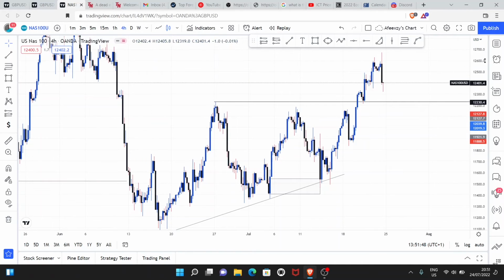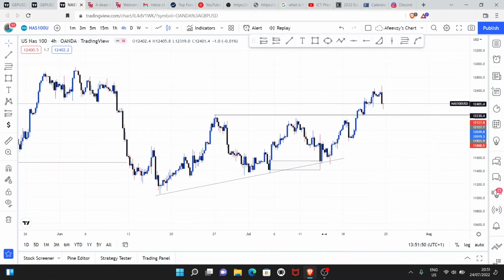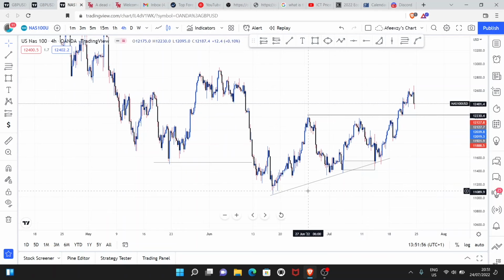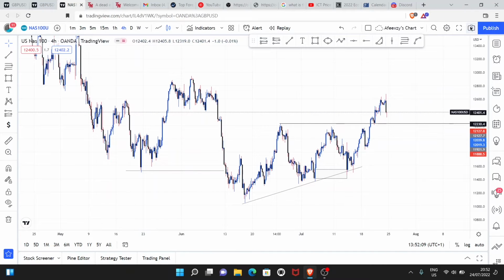But this is a very nice move because it's just this trend line. This is a nice move. And let me clear the charts.